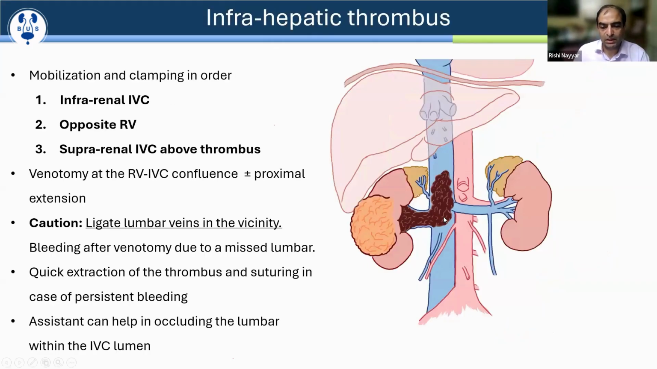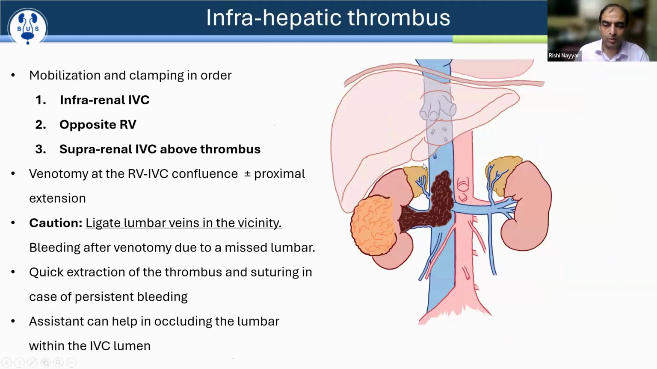Then we come to the level 2 or the infrahepatic thrombi. In this, the mobilization of the IVC that would be required is much more than what can be managed with a side clamp. Here you will have to take control of the IVC circumferentially below the level of the thrombus. You have to take control of the opposite renal vein, and also the IVC above the level of the tumor thrombus.